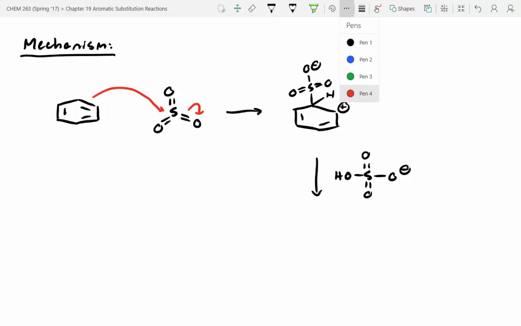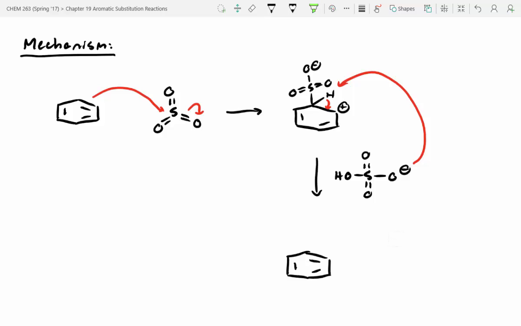You don't need a very strong base at all. So in this case, it's going to grab this proton, restore aromaticity, and now you've got your sulfonic acid installed. And you've created sulfuric acid in the process.